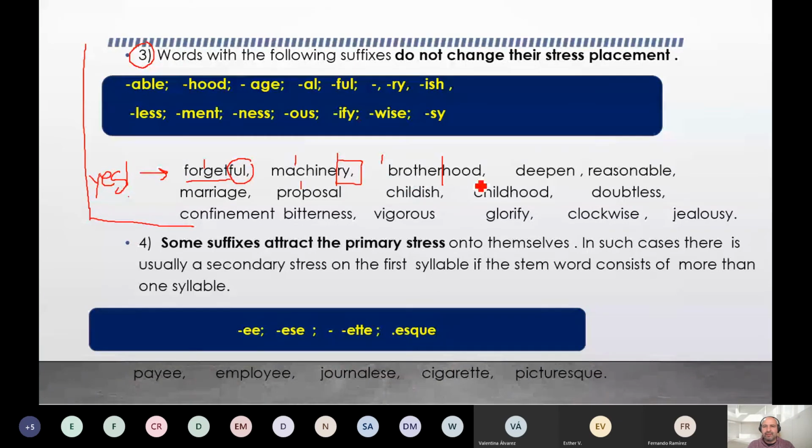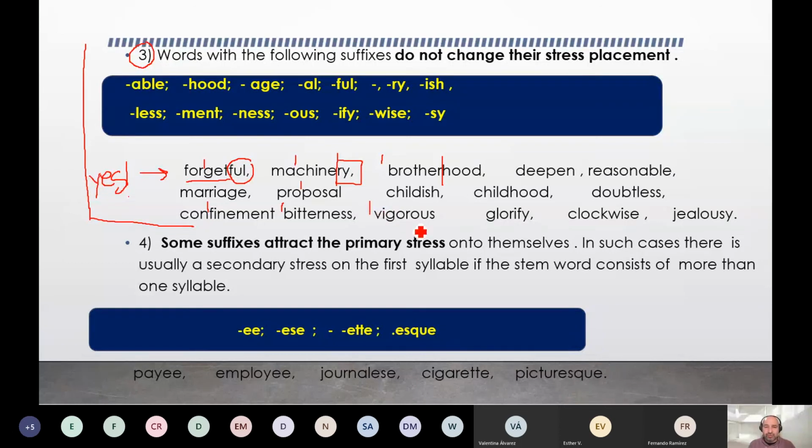Deep, deepen, reason, reasonable, marriage, propose, proposal, child, childish, childhood, doubt, doubtless, confine, confinement, bitter, bitterness, vigor, vigorous, glory, glorify, clockwise, jealous, jealousy. As you can see, we may add any of these suffixes.